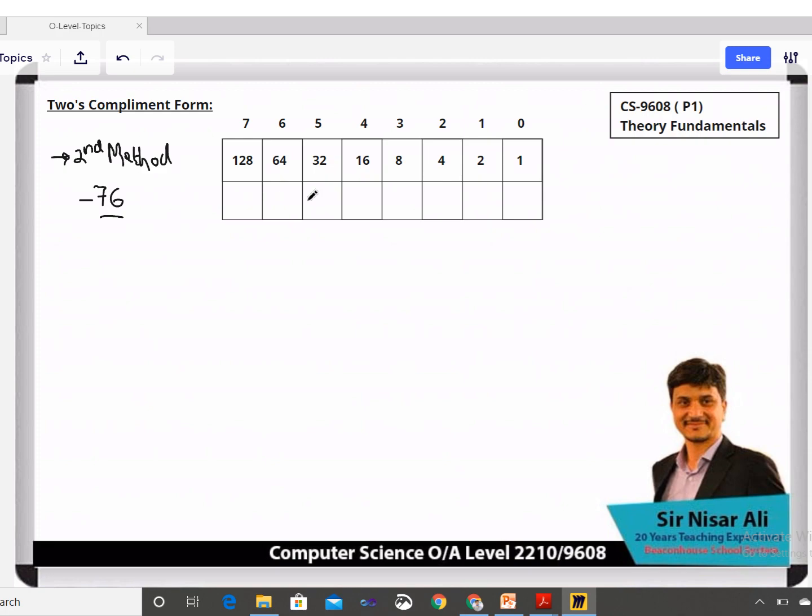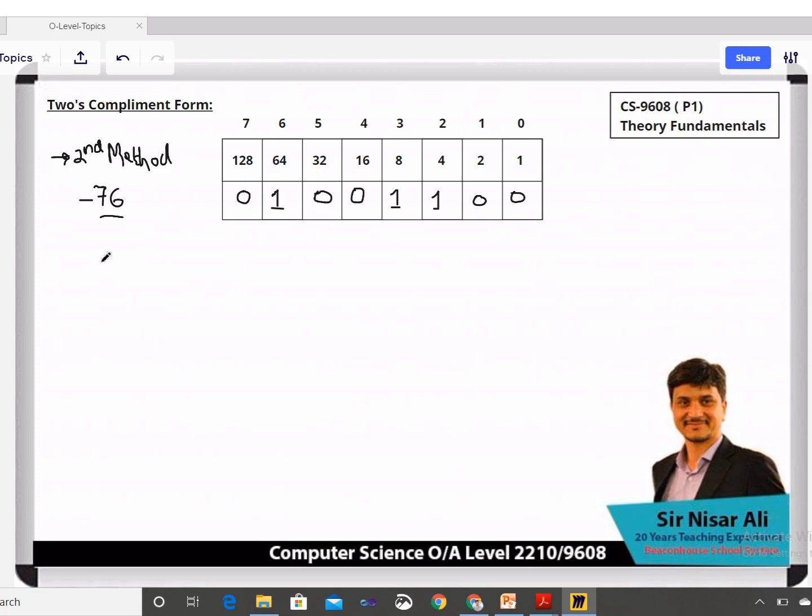So for 76, we will first convert it. The representation of 76 is like 64, and then we have 8. 64 and 8 is 72, and then we have 72 plus 4, 76. So we have it like this. So this is the number. We'll turn all the bits off.